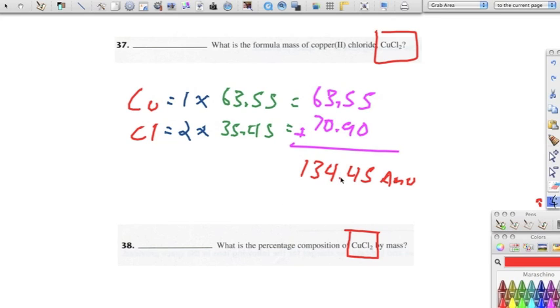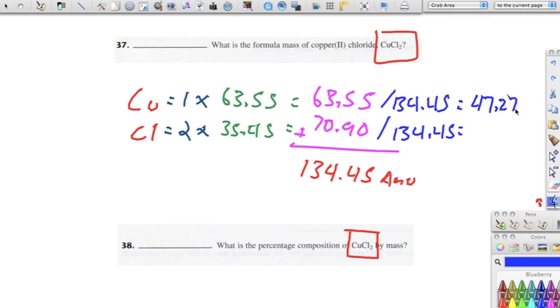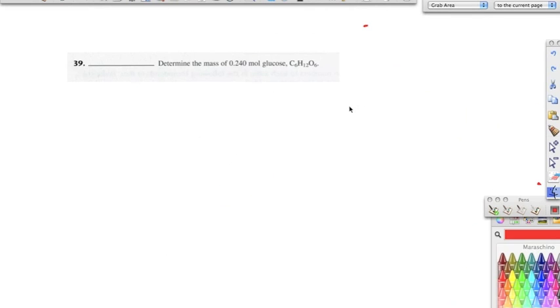So after you find the formula mass or the molar mass, all you have to do is divide the parts by the whole. Now the parts are the purple part right here. The whole is the red part. So all we're going to do is just divide each of them by the whole. 134.45 and divide 134.45, and that equals the percentage. Now the percentage for copper is going to be 47.27%, and we see that chlorine is going to be 52.73%.